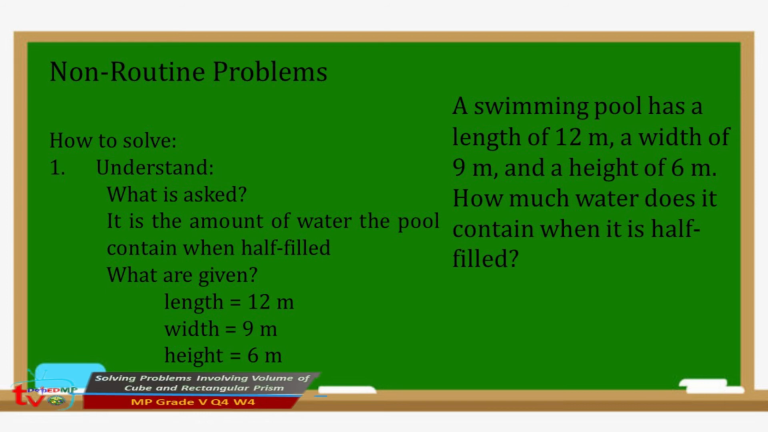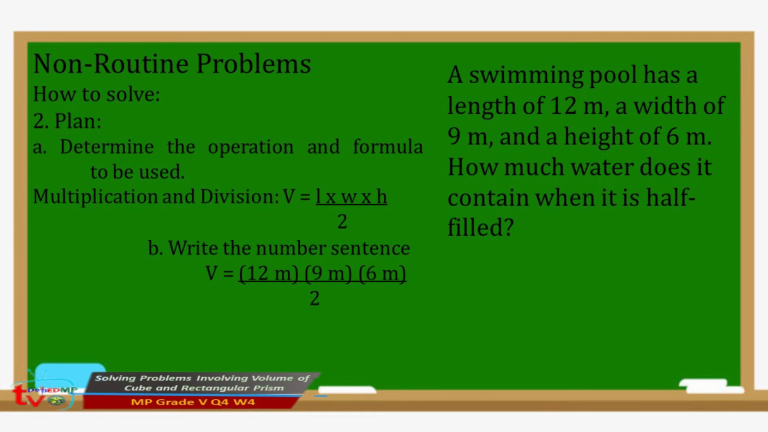Now, let us proceed to step 2, wherein we are going to plan. In planning, we need to know the operation or operations and formula to be used. We have discussed earlier that non-routine problems involve more than one operation. In this problem, you also need to know if there is a hidden question. Of course, there is a hidden question here, so it is a must that we know the hidden question.